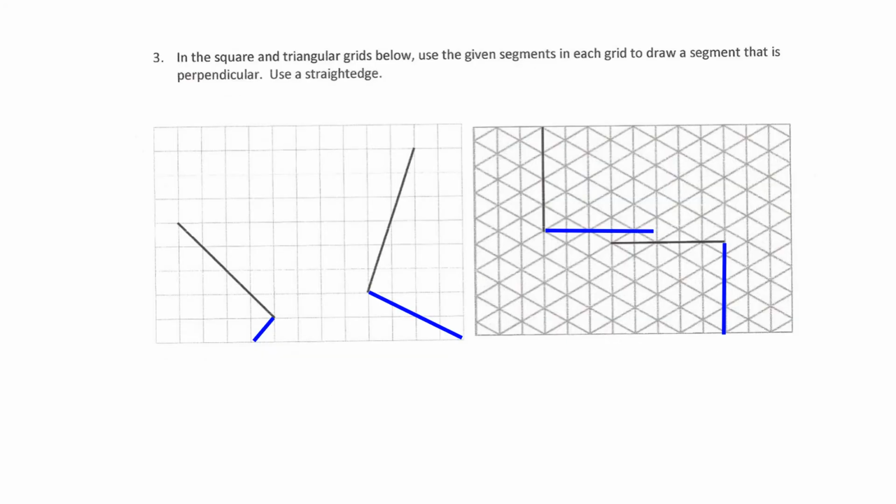So for number 3, it says in the square and triangular grids. This is a square grid because these are squares, and this is a triangular grid because they're triangles. You're going to use what they've given you, these few line segments, to draw a segment that is perpendicular. Now you should use a straight edge because you have to make a right angle. So I made a little line segment right here to make this a right angle. I made this line segment here to make this a right angle. I made a line segment here to make this perpendicular, and I made a line segment here to make this perpendicular or a 90-degree angle.